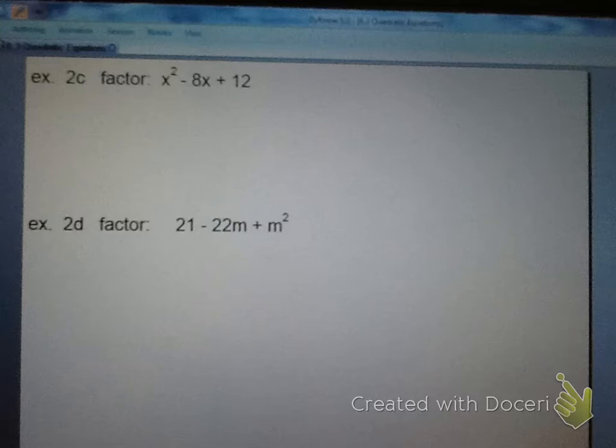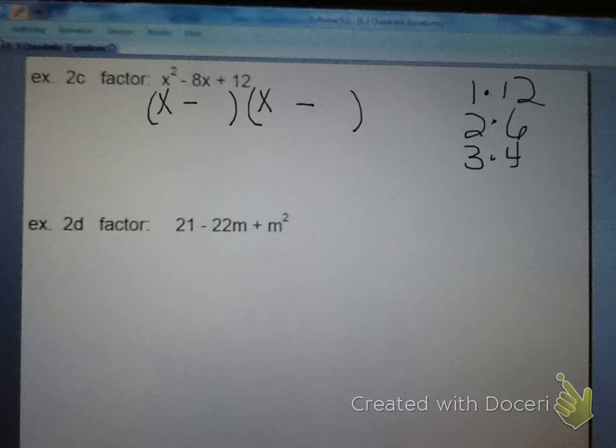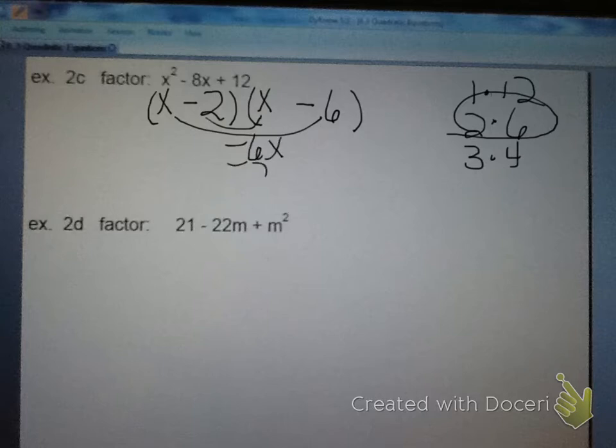Example 2c, signs are going to be the same. Again, they're both going to be negative. Factors of x squared, x and x. Factors of 12. List all your factors. 1 times 12, 2 times 6, 3 times 4. Now, they're the same sign, so which factors add up to get 8? 2 and 6. If you check, you get the middle term.